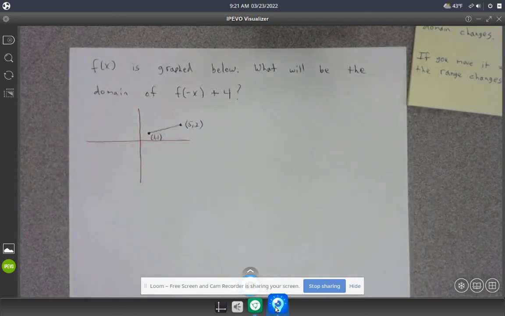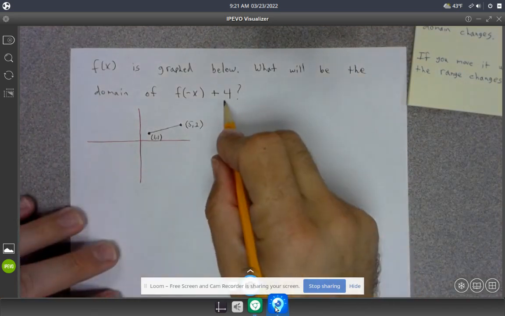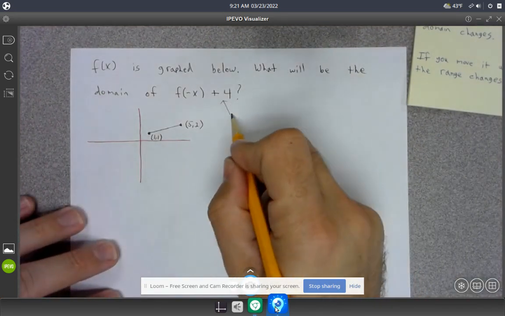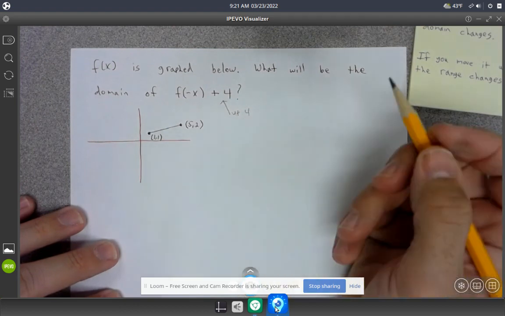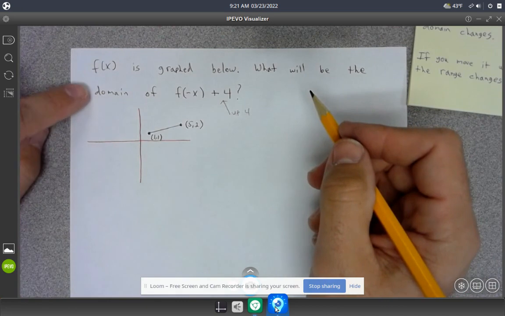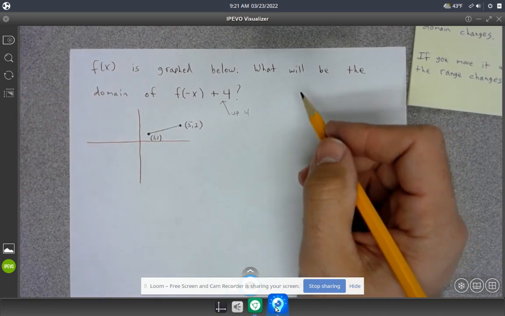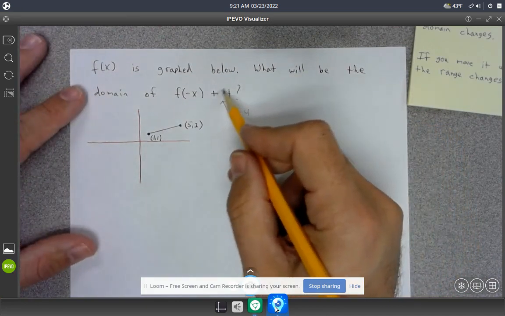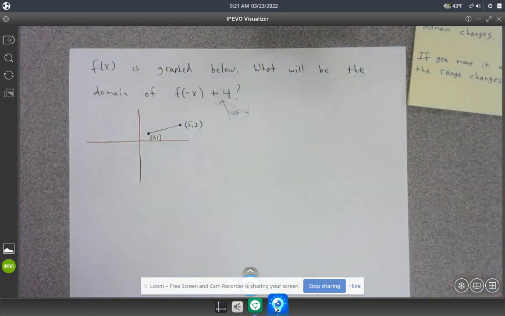This last one is going to be a reflection. I want to look at how the reflection is going to change things. F of x is graphed below. What will be the domain of f of negative x plus 4? Okay, so this part, the adding 4, the up by 4, we can ignore that part. That's not going to play any role in our domain. Moving it up and down doesn't change the domain. So forget about that part. We don't need that part.